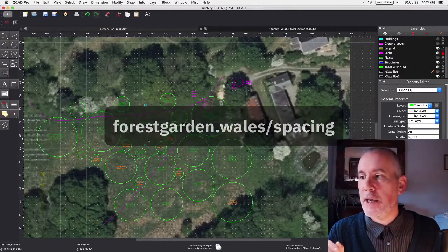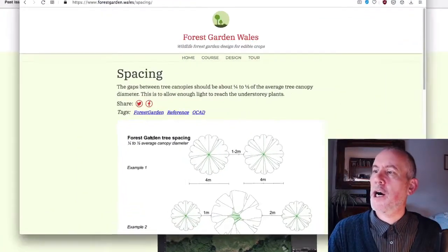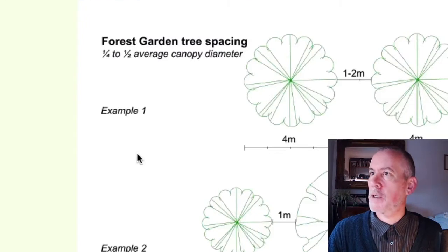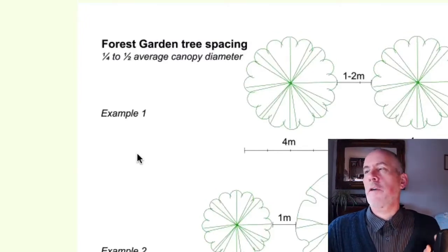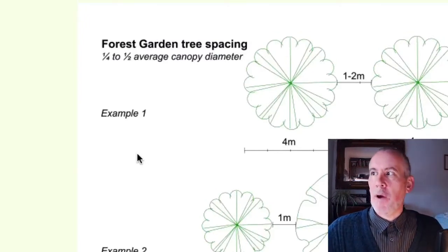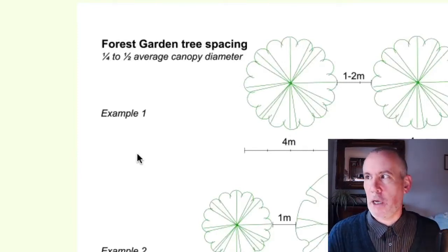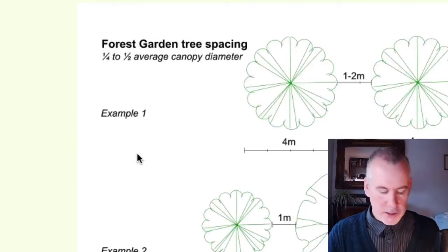And the space is a quarter to a half of the average canopy diameter. That's the spacing that you want. So if you've got two 4-meter trees, you want a gap of between 1 and 2 meters between the trees. That's just as an example. So that is the critical thing.